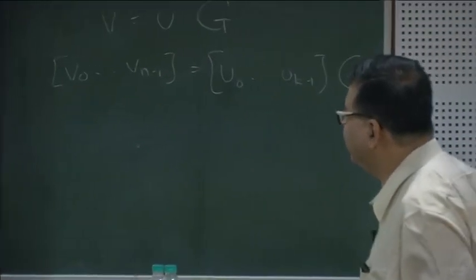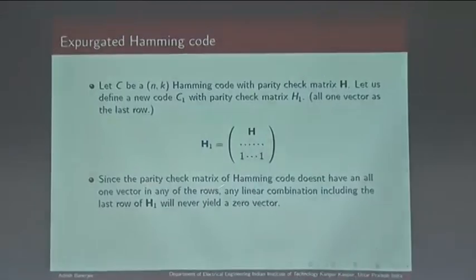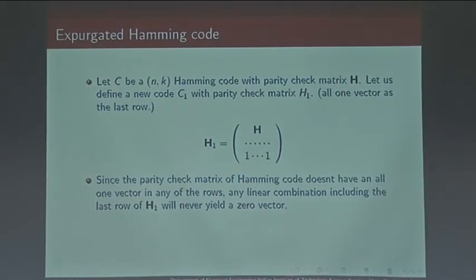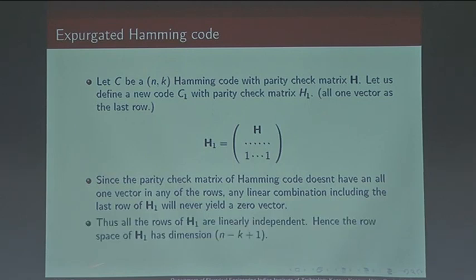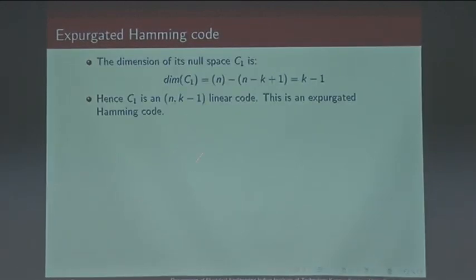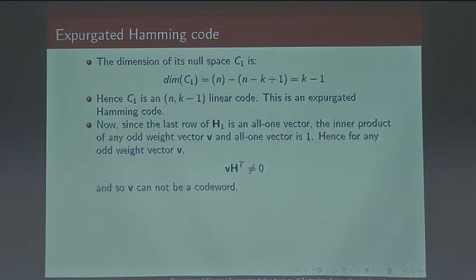Since the parity check matrix does not have an all 1 in any of the rows, any linear combination with the last row will never yield an all 0 vector. Hence, the rank of this new matrix H1 is n minus k plus 1. So, the k for this new code C1 is k minus 1, and this is an (n, k minus 1) linear code. This is known as the expurgated Hamming code, and as I said, we are throwing away half of these code words.